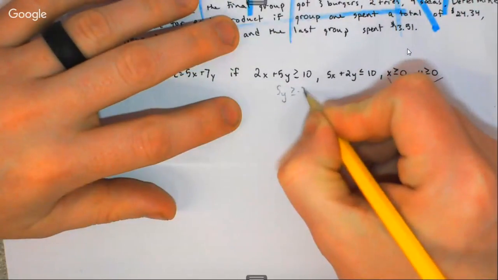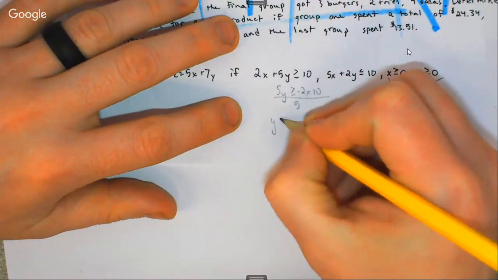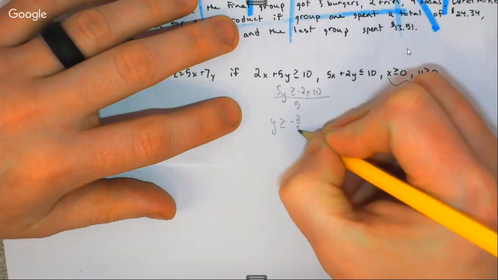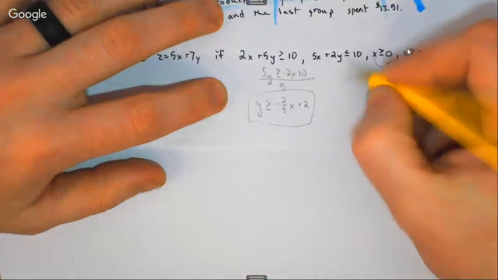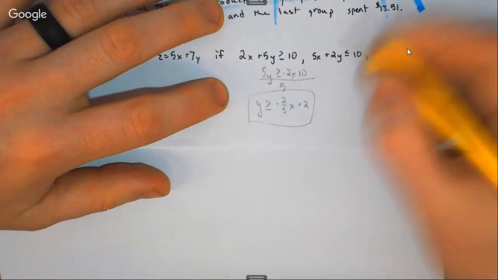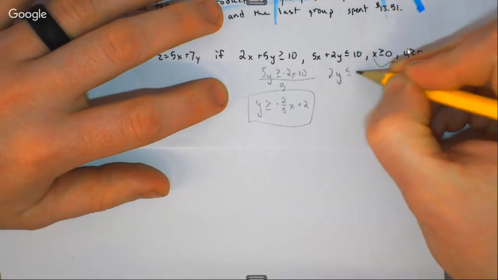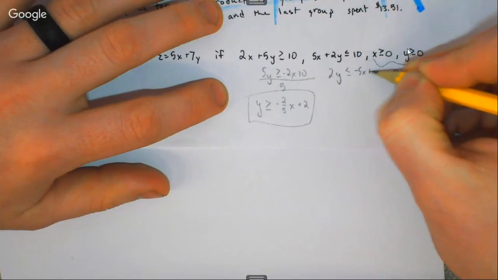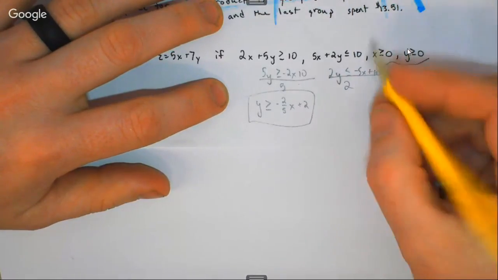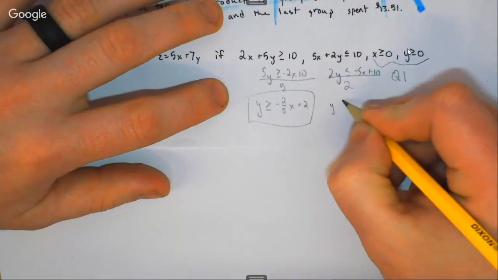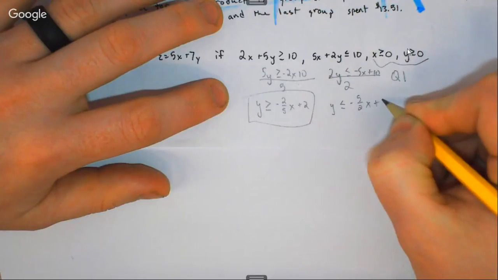So we'll subtract 2x and divide by 5. So you get y greater than or equal to negative 2/5 x plus 2. So there's an equation I got to graph in quadrant 1. And then this one will subtract 5x. So we get 2y less than or equal to negative 5x plus 10 divided by 2. Remember, you change the sign when you multiply or divide by a negative number. So we have y less than negative 5/2 x plus 5.